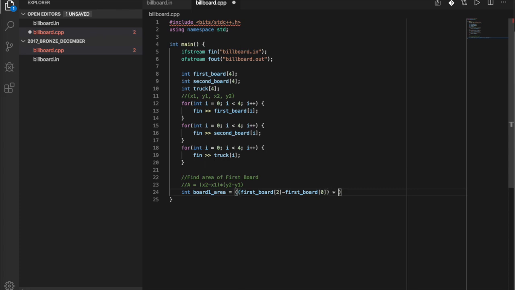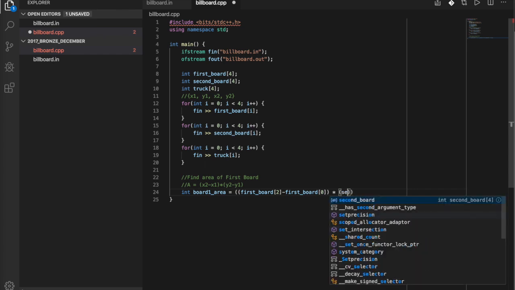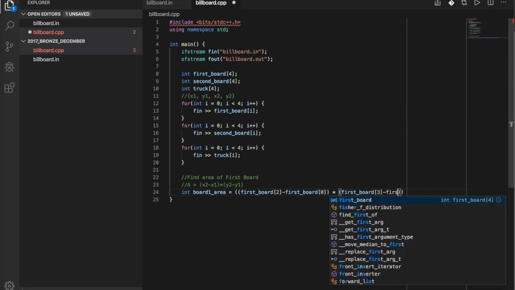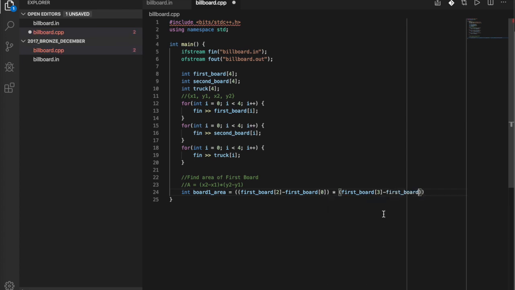Right, and then multiplied by second board of y2, which is the third element, minus first board of 1, which is y1. y1 will be the first element in the array. So now I can just copy this whole thing here and do the same for board 2. Change everything to second board.